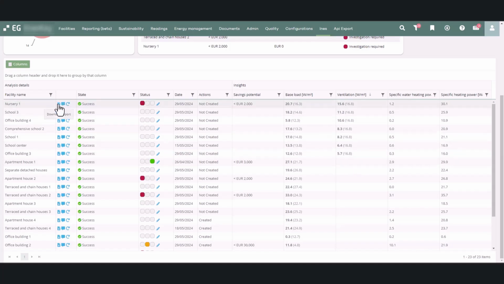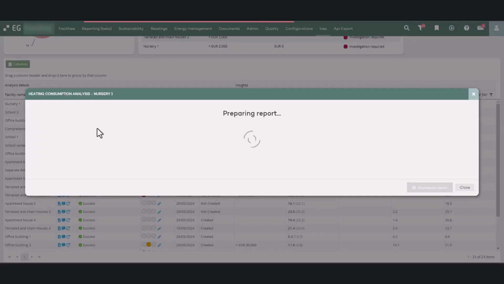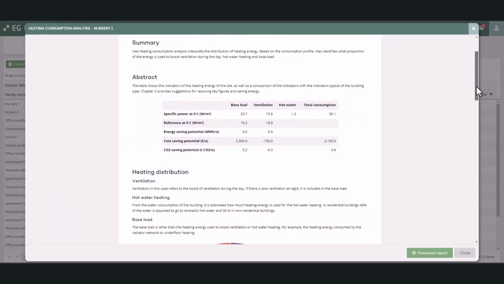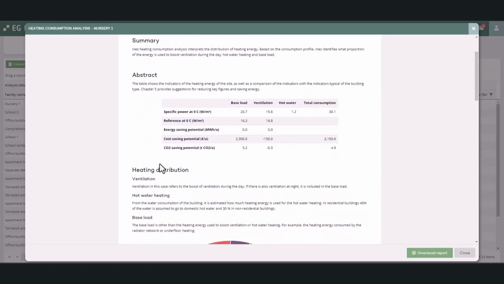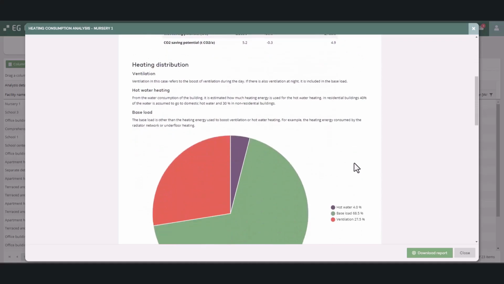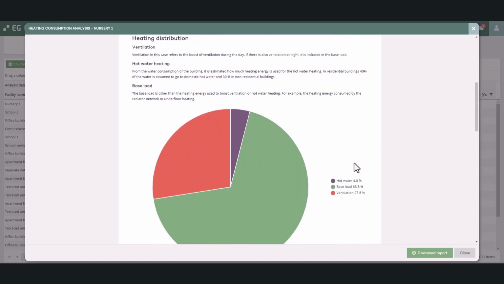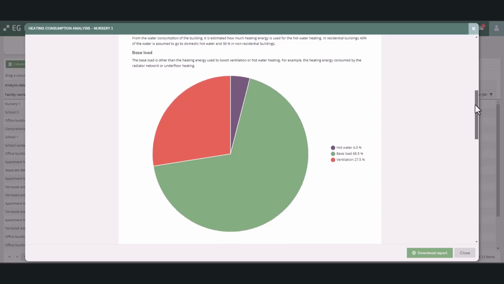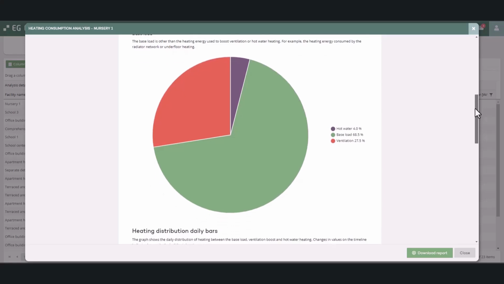Next, let's go through the content of the facility report, which you can access by clicking the Download Report button. In the abstract, you can see a table where the level of different components of heating power, reference values, and savings potential are presented. Heating distribution section shows how the heating consumption is divided between ventilation, hot water heating, and base load in the facility. If there is ventilation on during night time, it's included in the base load.